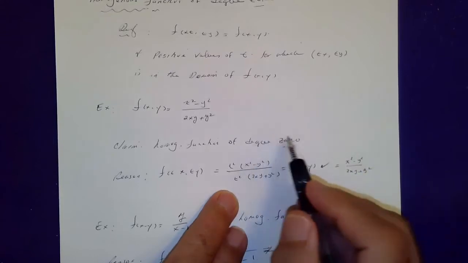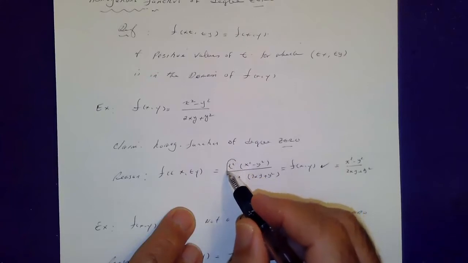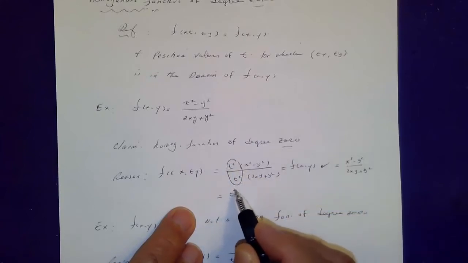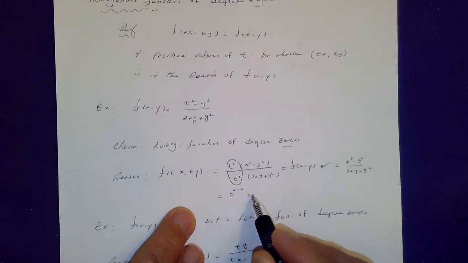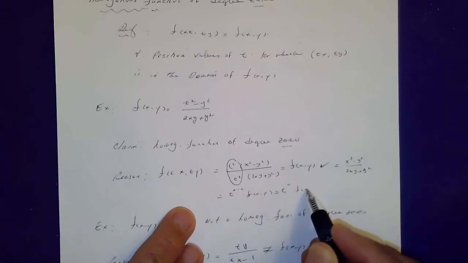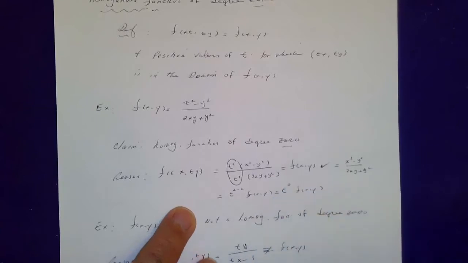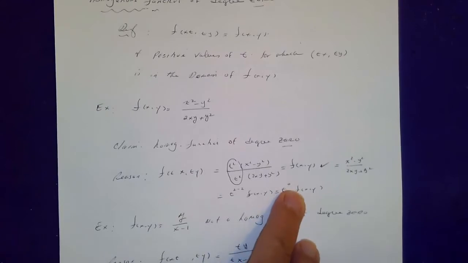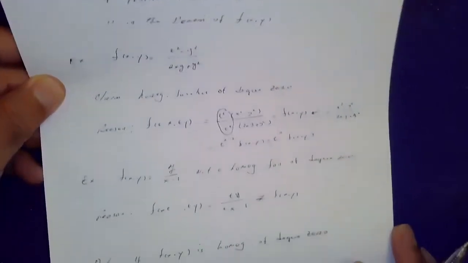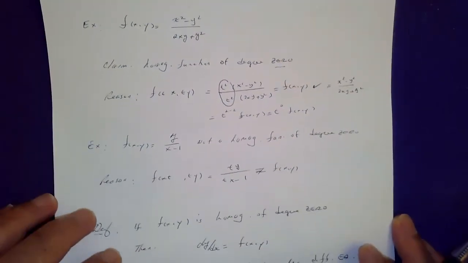Now, why is it called degree 0? Notice when you divide t squared by t squared, you get t to the power of 2 minus 2, which is t to the power of 0, times f(x, y). So that's why it's called a degree 0 homogeneous function.